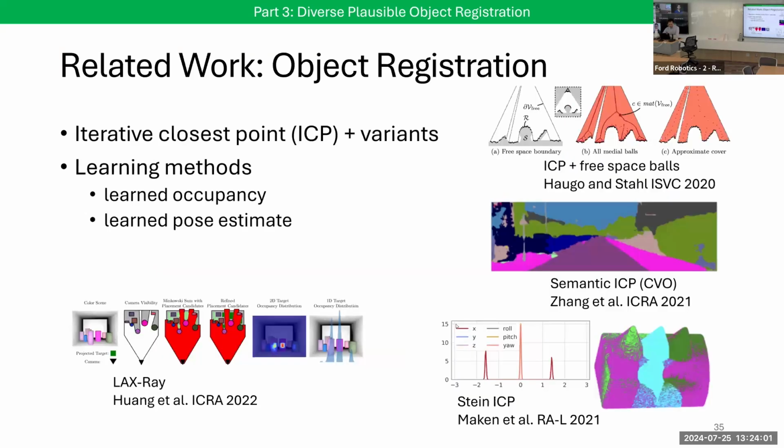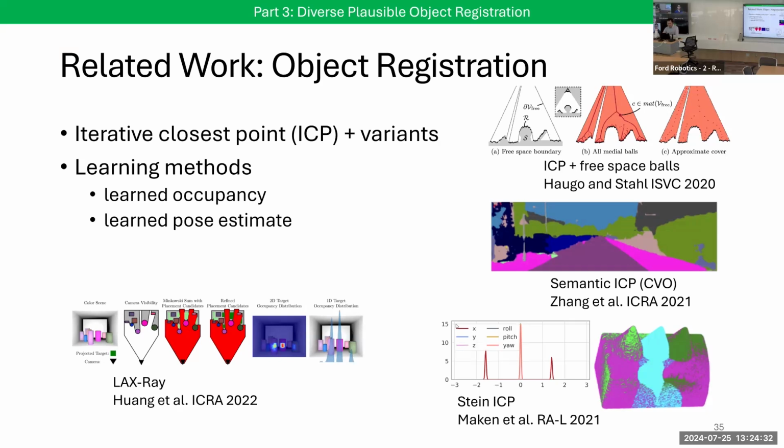In terms of related work here, there's been quite many variants of iterative closest point and also many other object registration or pose estimation methods, but we'll focus on a specific few. One is a variant of semantic ICP, where we treat surface and free space as different valued semantics. Another is Stein ICP, which uses Stein variational gradient descent to approximate the distribution of poses from running ICP.